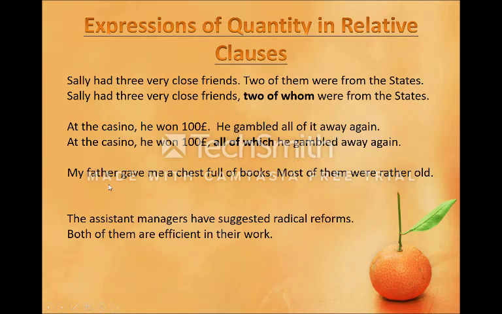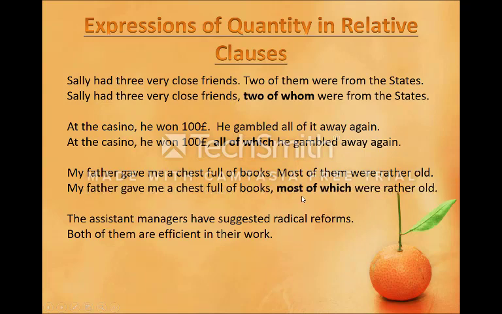Now let's look at the other one. My father gave me a chest full of books. Most of them were rather old. Now most of them refers to books. And this is subject position here. So your job is easy. You don't have to change the place of the relative clause as it was in the earlier sentence. So it's going to be most of which, comma, and then the rest of the clause.